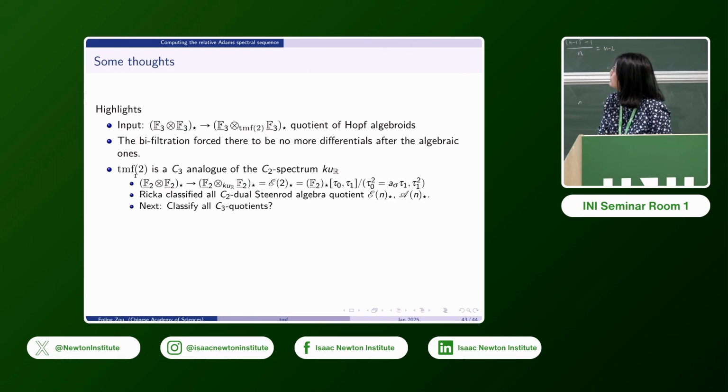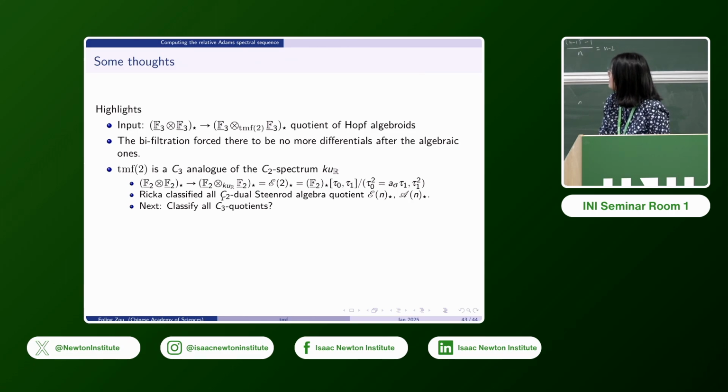And we can think of this TMF2 as a C3 analog of the C2 spectrum KUR, and you can play the same relative Atiyah spectral sequence for KUR like this. And the homology here is a quotient of the C2 equivariant Dyer-Lashof algebra, denoted E2 star in a paper by Rika, and it's explicitly this.